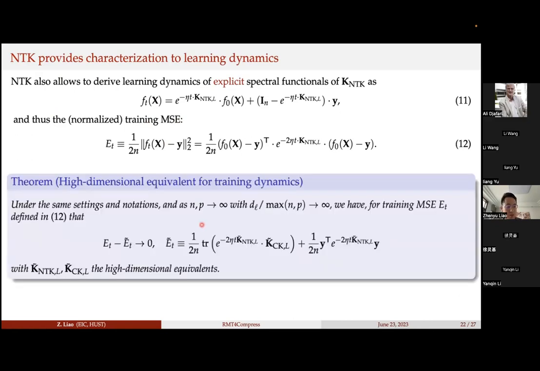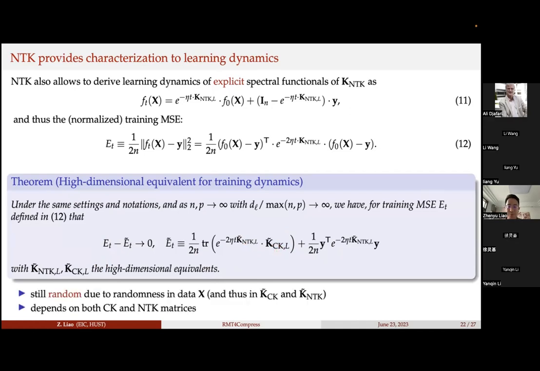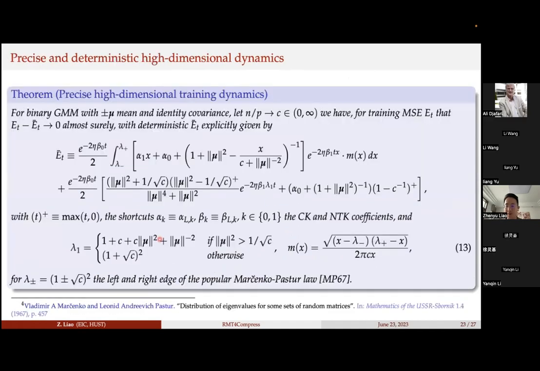Basically we can write the learning dynamics, how the training MSE, as an explicit function of the neural tangent kernel, and of course the CK kernel and the labels, etc. Then we just plug in our expressions for the NTK and CK, and we get this expression. It's pretty ugly, but the message is there's no mystery. Everything we have is deterministic.